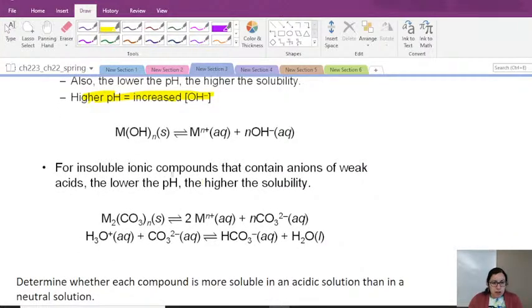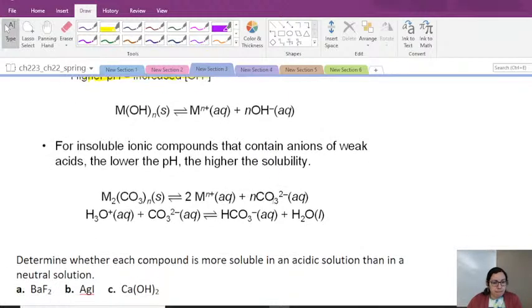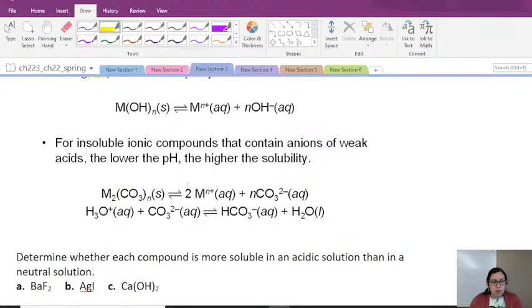And so for insoluble ionic compounds that contain anions of weak acids, the lower the pH, the higher the solubility. So now looking at this metal carbonate species and then the dissociation of that metal carbonate, we see that the lower the pH, the higher the solubility, and that's since that carbonate can react with our protonated water, so our acid here, and then it creates carbonic acid, so that makes it more soluble in solution.